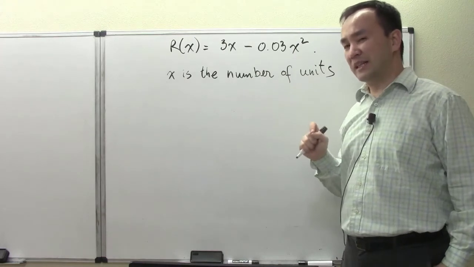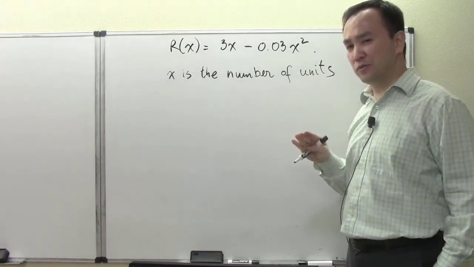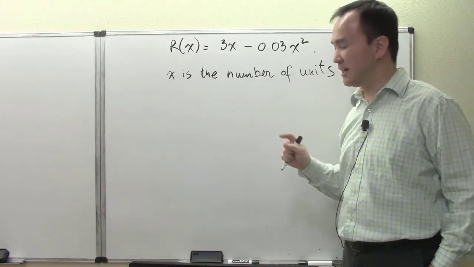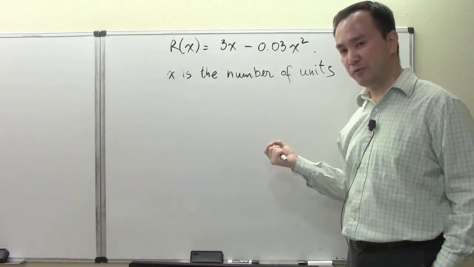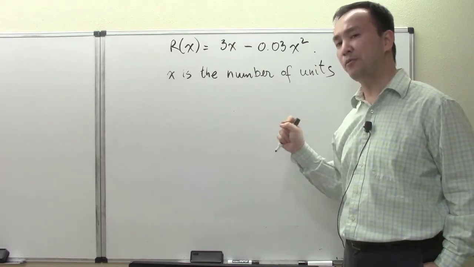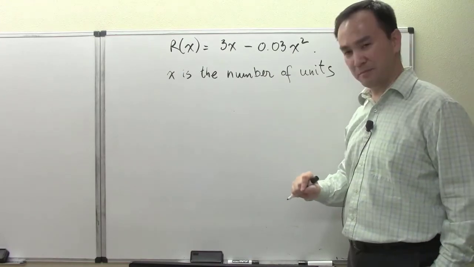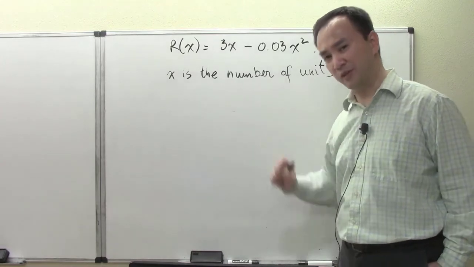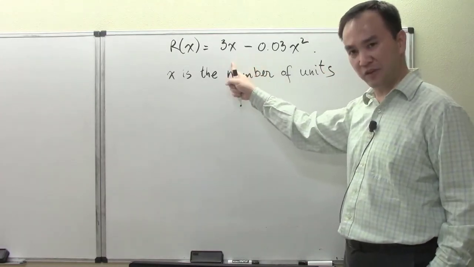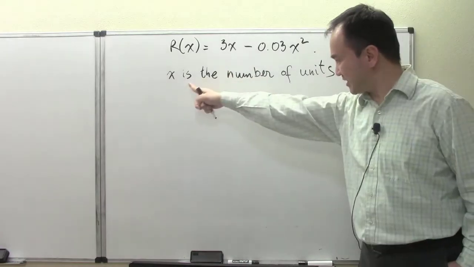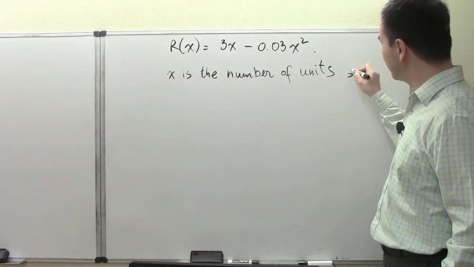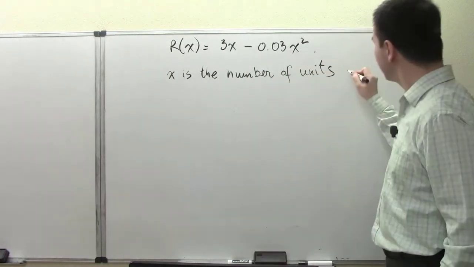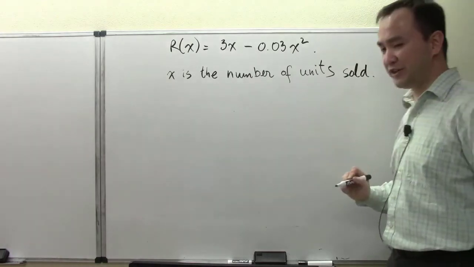Why is a problem like this so important for anyone who is about to open and run their own business? It helps you have some good idea about planning for your business. I will give a little more in-depth explanation as we finish this example. Everything starts with that revenue function. X is the number of units sold. So it's not only just a math problem.